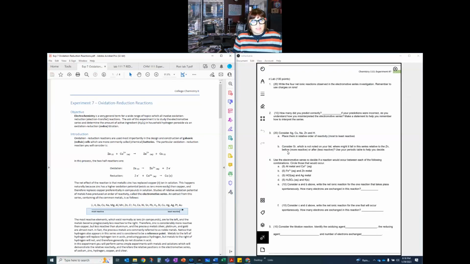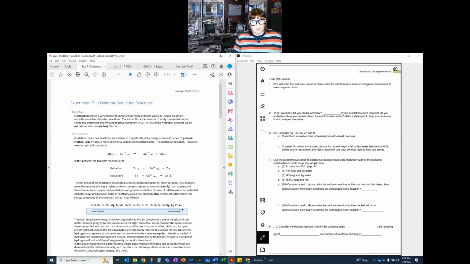The next part, B, says consider Sr. Now, Sr is not in here, all right? But we're asking you to put it in this list based on stuff. So I need you to look at your periodic table, figure out where that is in relation to other things, and figure out where you think it would go in that list. It doesn't matter if you get it right, I don't care, but you have to put it in there and explain why you put it where you put it.